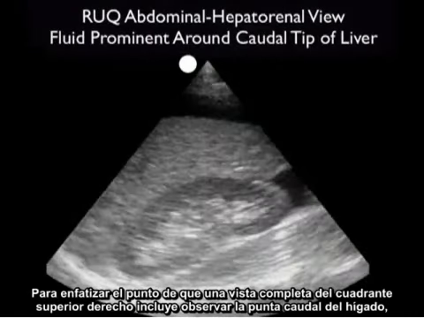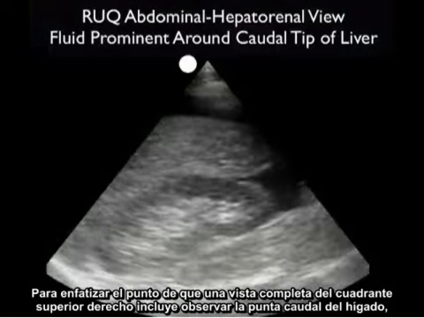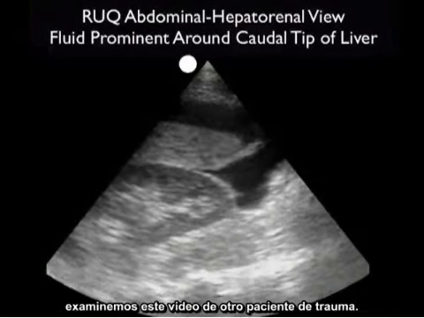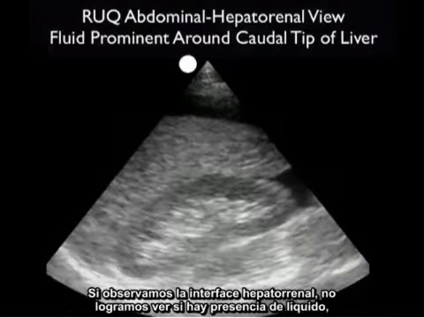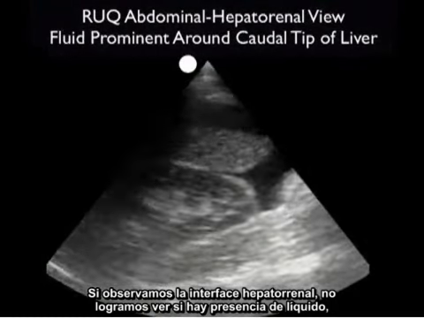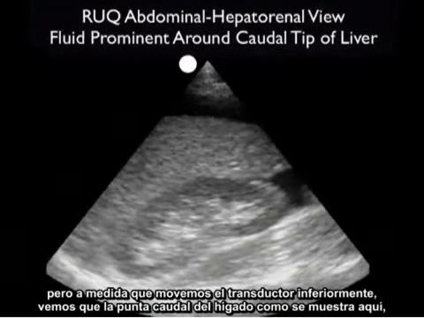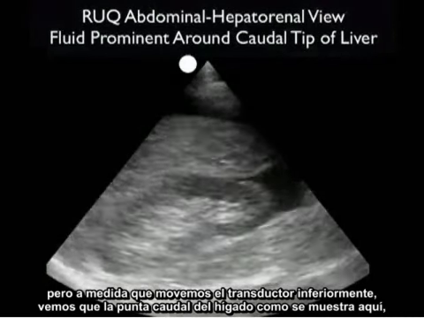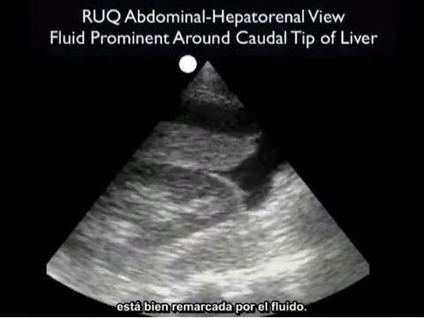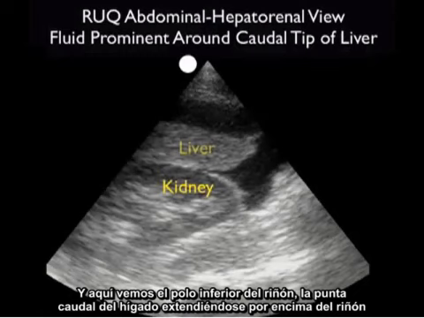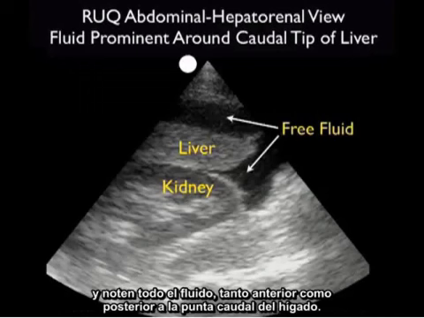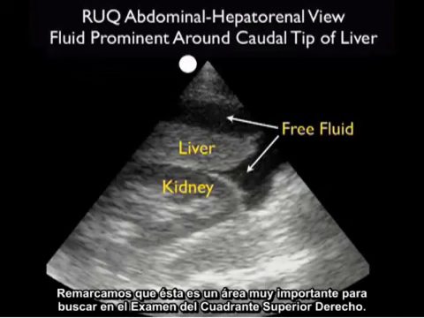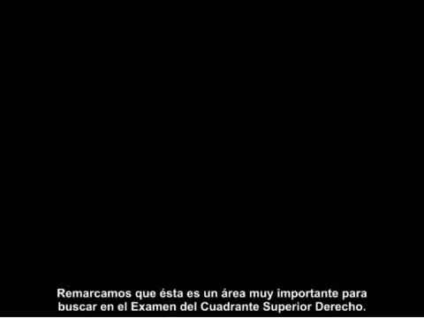To emphasize the point that a complete right upper quadrant view includes looking at the caudal tip of the liver, let's examine this video clip from another trauma patient. If we look at the hepatorenal interface there, we fail to see the presence of any fluid, but as we move the probe inferiorly, we see that the caudal tip of the liver, as shown right there, is well outlined by fluid. And here we see the inferior pole of the kidney, the caudal tip of the liver extending above the kidney, and notice all the fresh fluid, both anterior and posterior to the caudal tip of the liver, making the point that this is a very important area to look for in the right upper quadrant exam.